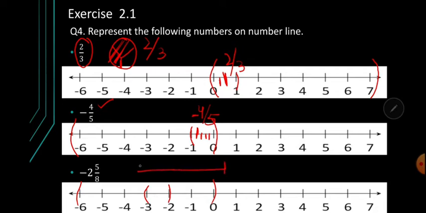Here I write this is minus 2, this is minus 3. Now divide it into 8 equal parts. Now there are 8 equal parts, 1, 2, 3, 4, 5, 6, 7, 8. From minus 2 toward minus 3, I need to move 5 points: 1, 2, 3, 4, 5. So this is the minus 2 and 5 by 8 point. When you are drawing in your notebooks, please make the distance between minus 2 and minus 3 a little long.